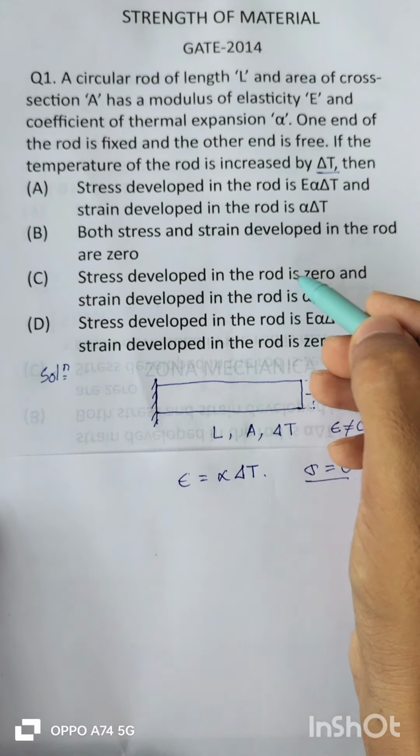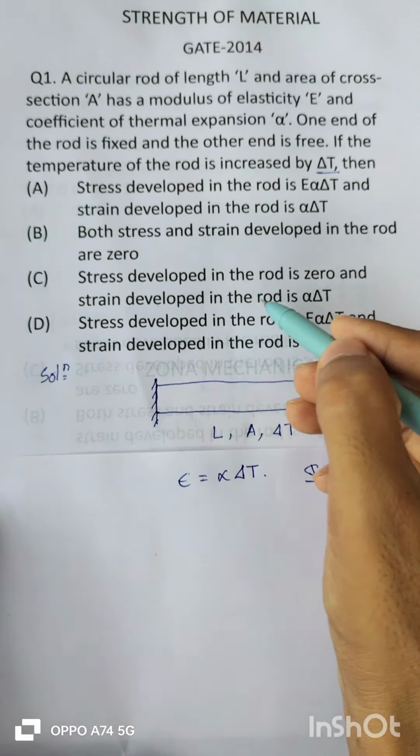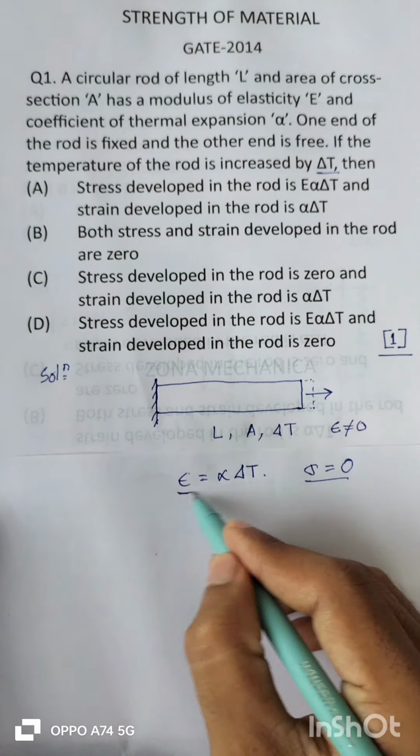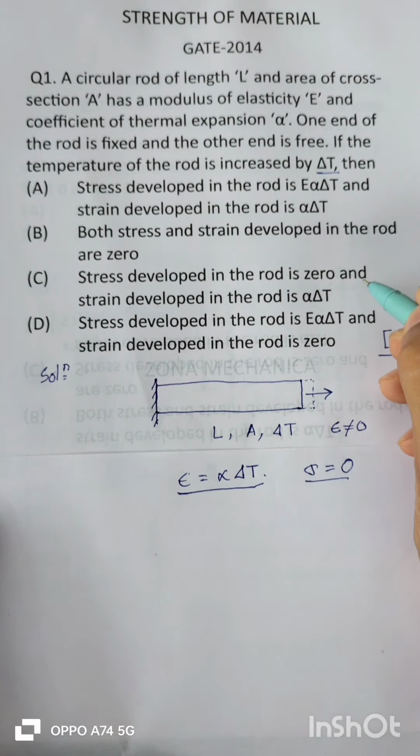So clearly the stress developed in the rod is 0 and strain developed in the rod is alpha delta T. So clearly it's matching with option C. So option C is the correct answer.